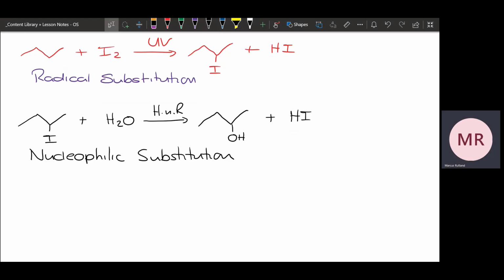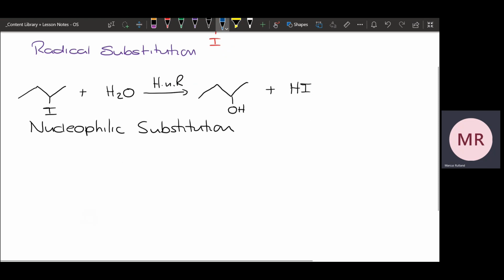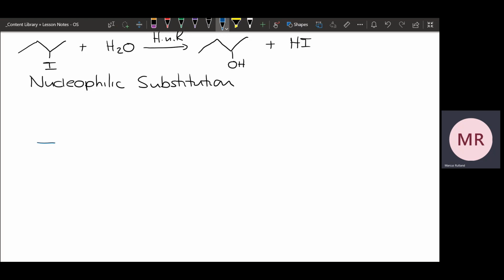So why the difference? Before we go into the mechanism in any depth, let's look at the reason for it. In the haloalkane, the carbon where the halogen is attached is polar. Halogens are more electronegative than carbon, so the bonding electrons will be pulled towards the iodine and away from the carbon, making the iodine delta minus and the carbon delta plus. So we've now got a carbon with a partial positive charge.